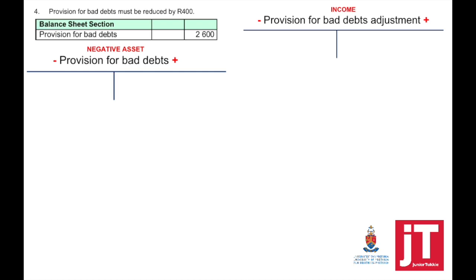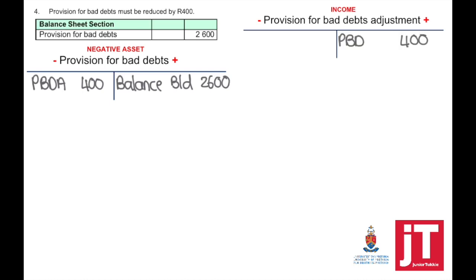So provision for bad debts is a negative asset. The balance brought down appears on the credit side. This must be reduced by 400. Provision for bad debts adjustment will be credited. It's an income and will be closed off to the profit and loss account. This will appear in your income statement under your operating income. So in this exam, the provision for bad debts wasn't calculated on your book debt. They just provided you with the amount and said you need to reduce it by 400.